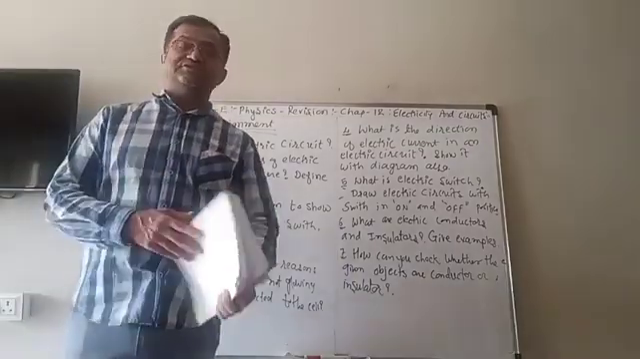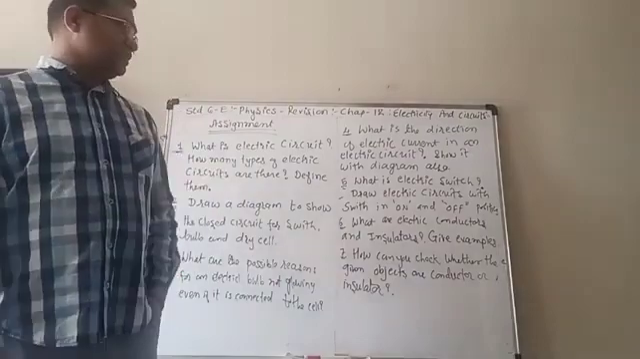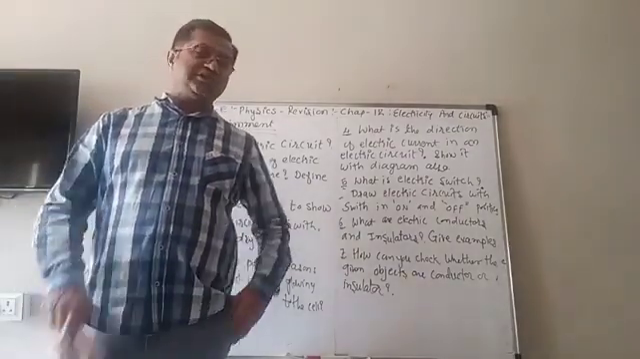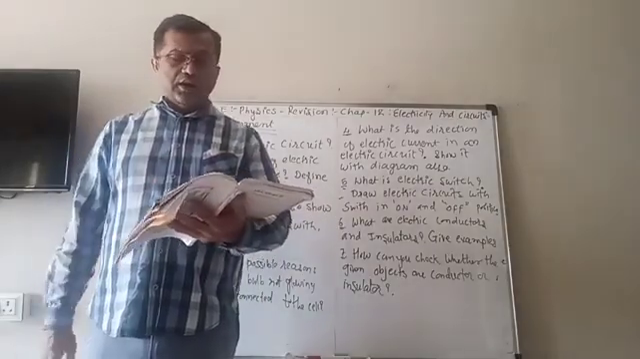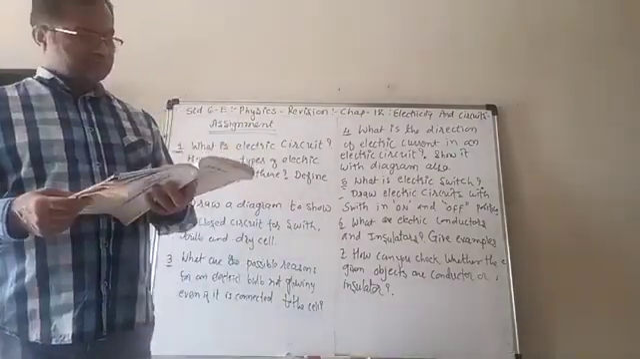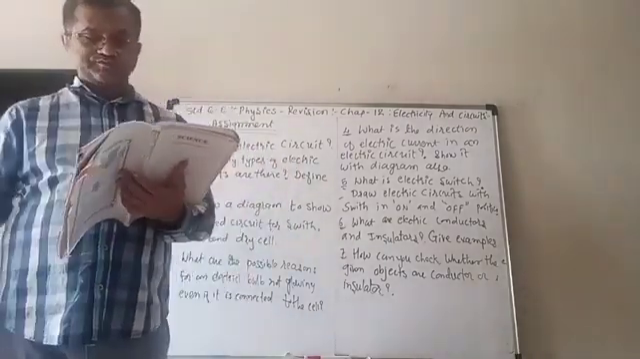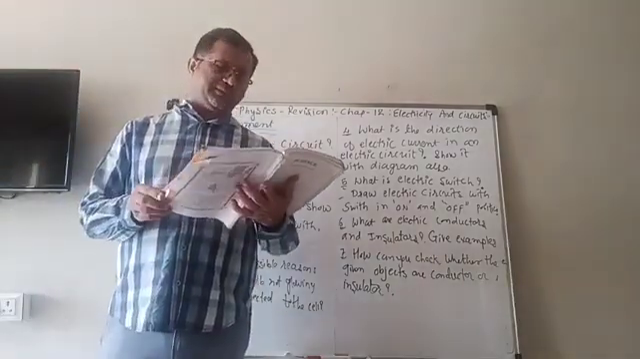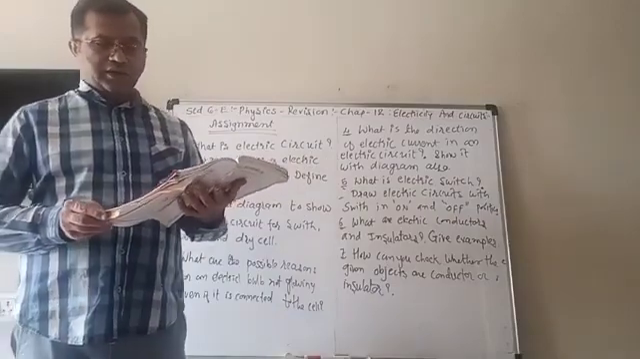Hello students, standard 6 in physics, the revision of chapter number 12, electricity and circuits. We saw what electricity is and how it is produced. We saw the structure of the electric bulb and its filament, etc.